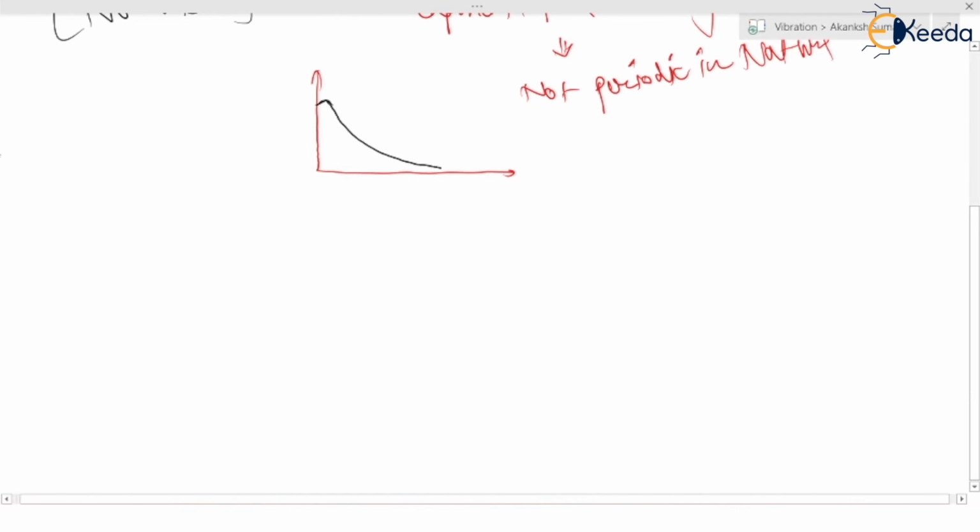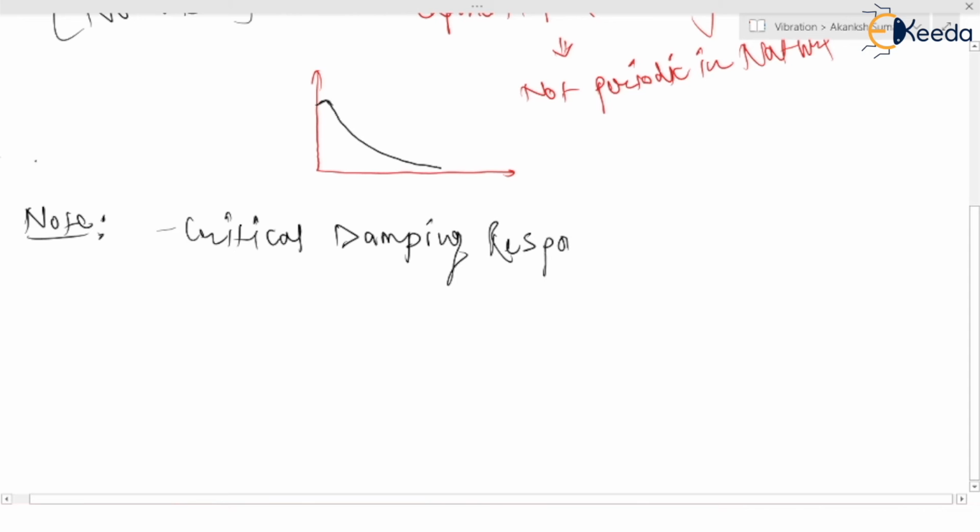So you just have to write down here, I'm just writing here a note. In the note I'm going to write here: the critical damping response is much faster than over damping. You can see the graph, you will be able to understand.